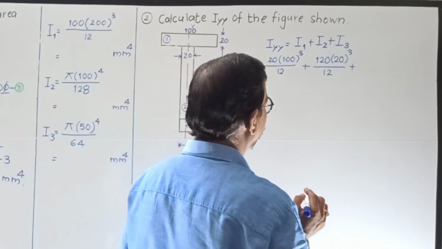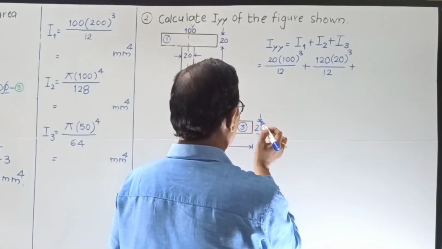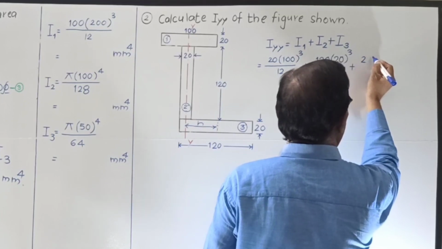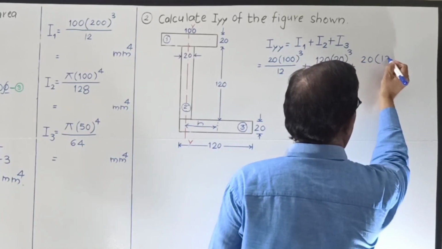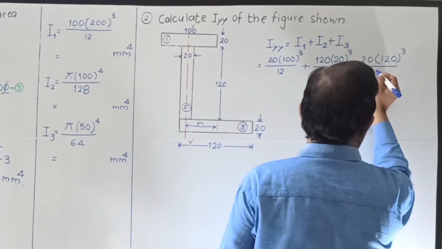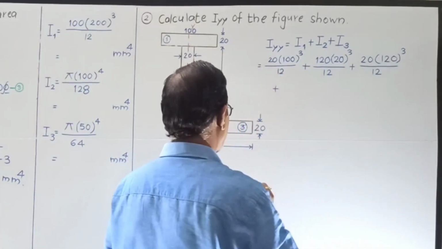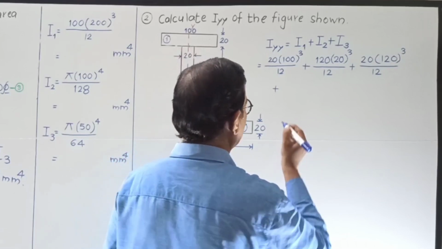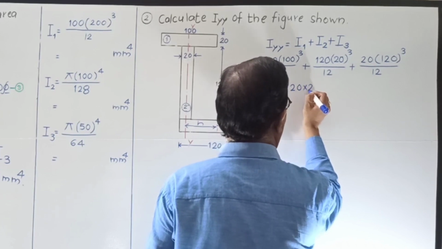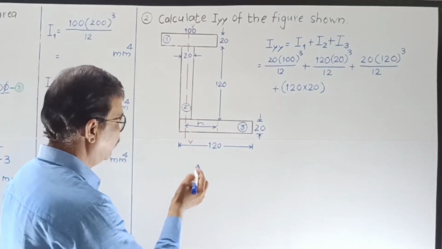So let us write. First, its self moment of inertia, d b cube. So 20 into 120 cube by 12, plus area. What is the area of the third part? 120 into 20. H square. What is the value of H?